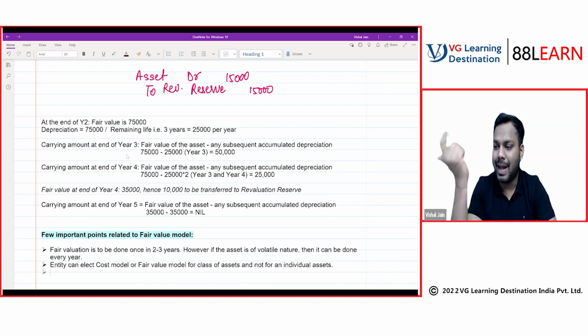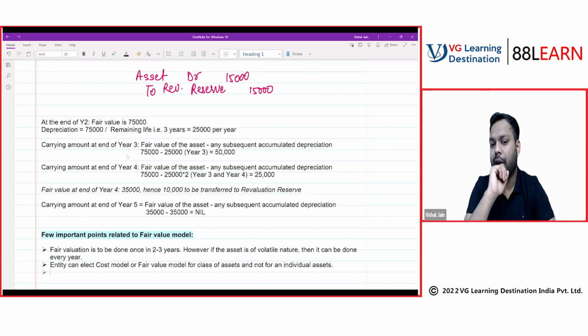Right? So in that case, what we'll record is a loss. If we already have a revaluation reserve, we'll adjust with the revaluation reserve. If we don't have the revaluation reserve, we'll transfer it to P&L. We'll discuss that part as well. Don't worry about that.